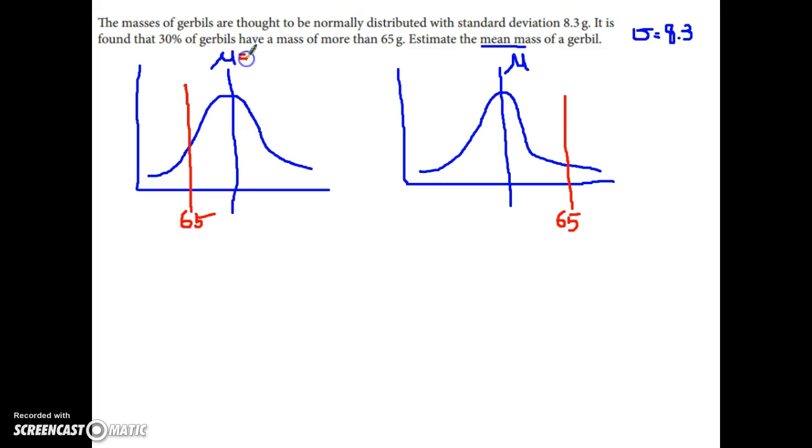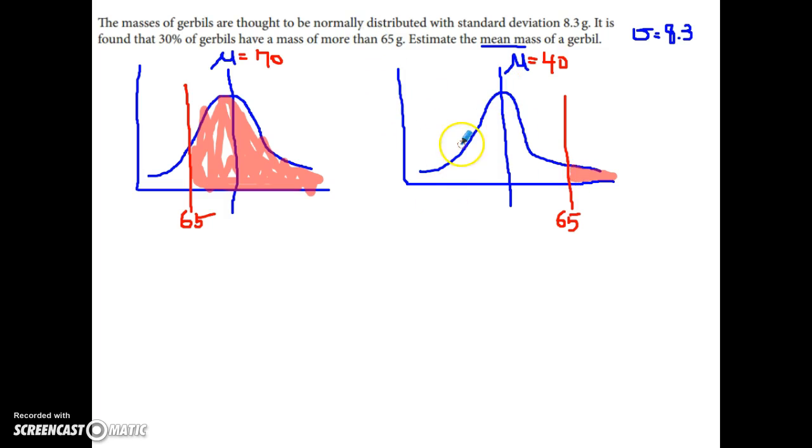My mean could be, in this case, 70. So if today I have 65, that 30% will be somewhere here, because it said more than. It says more than, so that 30% is going to be here. And if my mean is, say, maybe 40, just for example, then my probability is going to be somewhere here.